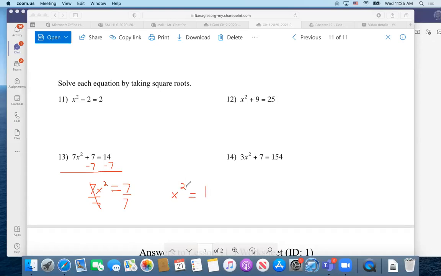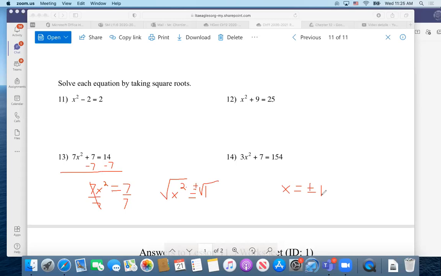I need to get rid of this 2. We get rid of squaring by square rooting. I know that the answer is going to be plus or minus 1. All right, it looks messy, but that's how you do it. Square root of x squared, it's even. Half of it is 1, so we're left with x. The square root of 1 is 1, so x is equal to plus or minus 1.